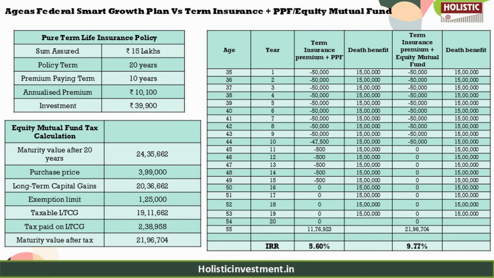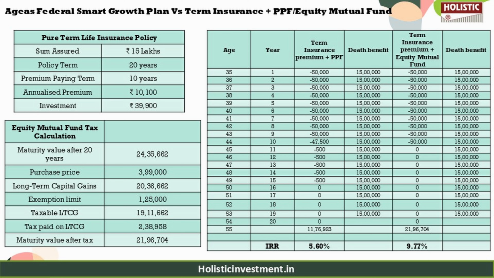So in the case of equity mutual funds, the pre-tax maturity value is 24.35 lakh, while the post-tax value after capital gains tax calculated stands at 21.96 lakh. So the combined IRR from the equity mutual fund investment plus the term insurance policy is an impressive 9.77%, calculated on post-tax returns. If you want to know how we have calculated tax for the equity mutual fund, we have presented a small tabular column on the screen for your easy reference, which you can pause and see. So this accumulated corpus is almost double that of the Ageas policy's 8% return scenario, and the IRR comfortably exceeds the inflation rate.